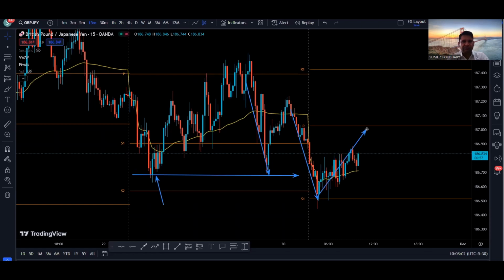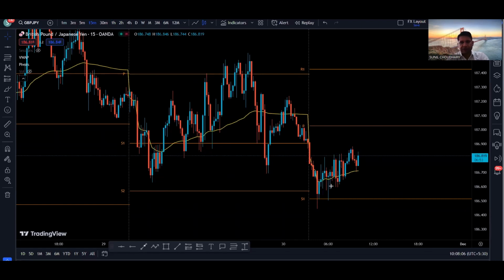So right now I'm just waiting for this pullback to continue going to the downside. Also, we can see that the price came down. We have a pivot line here, so we are bouncing off the pivot. So I don't want to take trades in the middle right now, because we are bouncing off this pivot. So there is a higher probability price may continue going up to this pivot line.